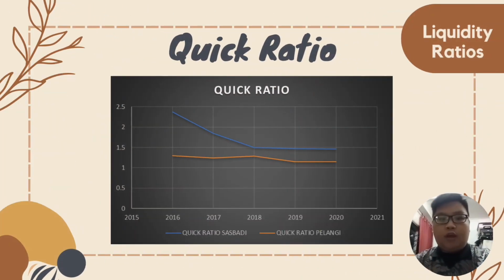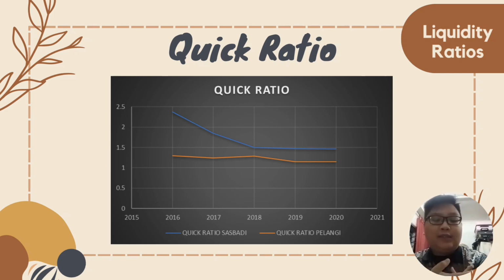Next is the quick ratio of both companies. This image shows the quick ratios of Pelangi Publishing Group and SASBADI Group. A quick ratio can also be defined as the acid test ratio, which shows the excellent progress of a business. As you can see in this graph, if a company's quick ratio is less than 1, it means that it doesn't have enough cash on hand to cover some of its present debts.